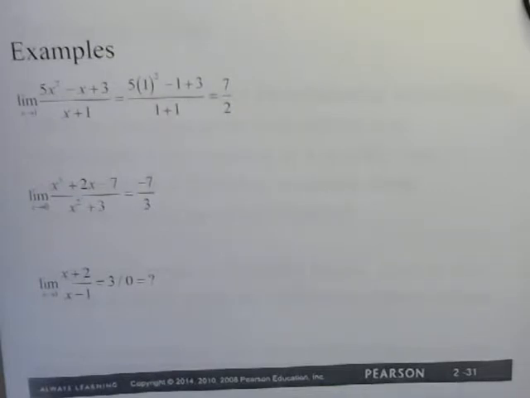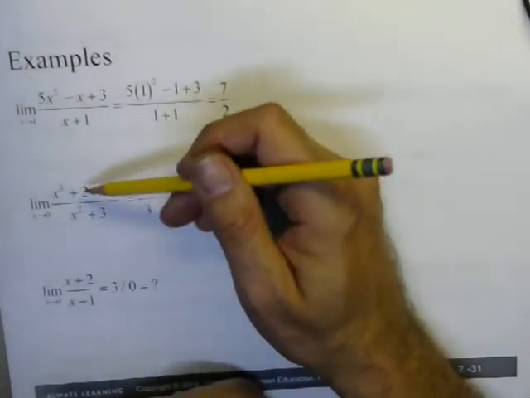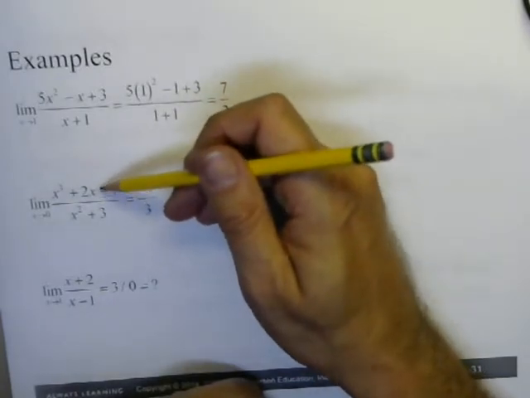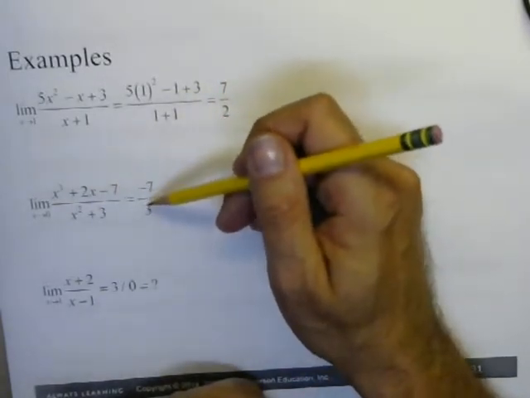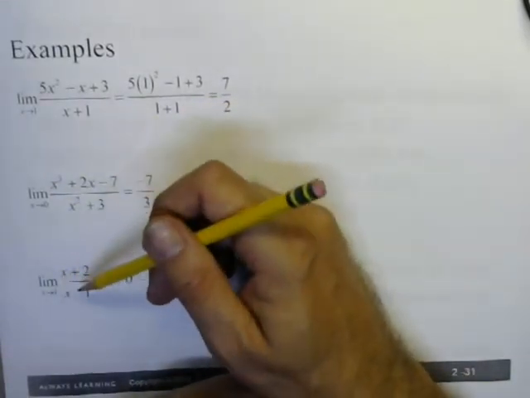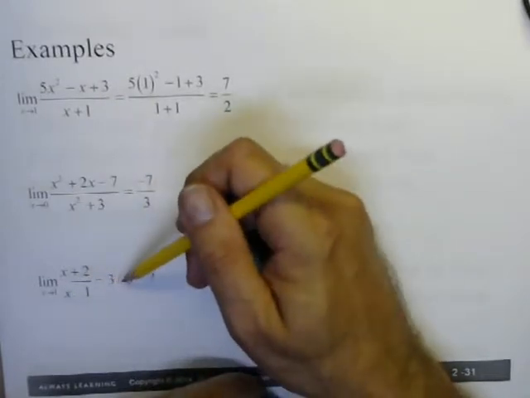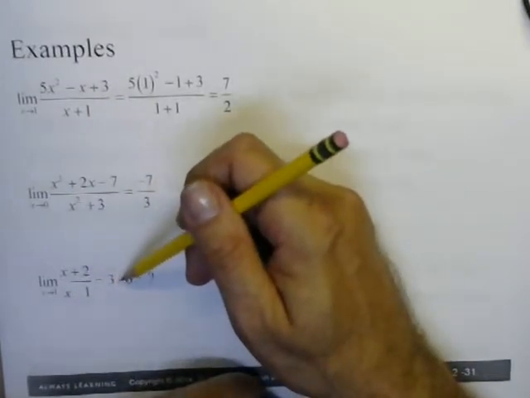Here's another example. If you take the limit here as x approaches 0 of this, you just stick 0 in for x, you get negative 7 over 3. That'd be your answer, right? Same thing for this, you just stick 1 in. Now in this case something kind of weird happens, right? You get a 0 in the denominator, and that's undefined.